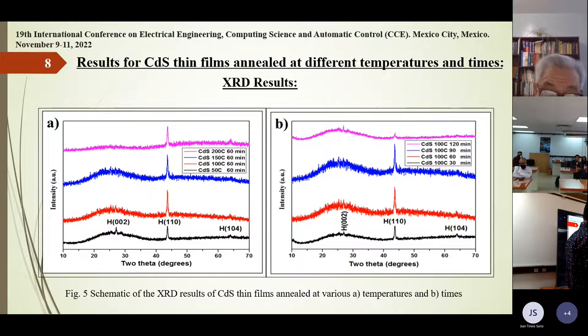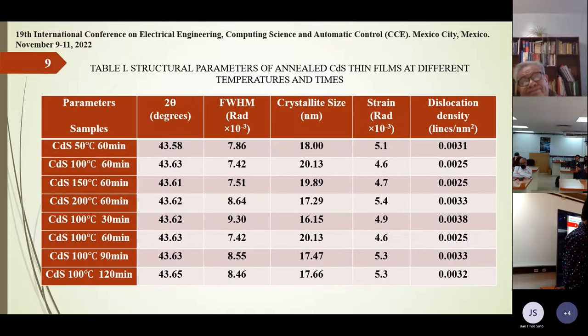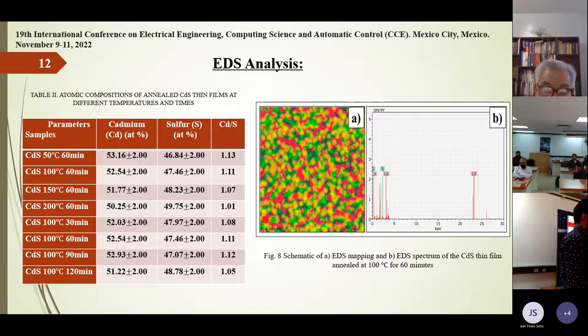Are there more questions? Yes, maybe another, because we have 2 minutes more. Ashok, you are reporting errors for the composition of 2%? How did you estimate this 2% value, in the case of both elements? I took different points of the samples, in the same sample. I took five points, and among them I see a variation of 2 atomic percent in the cadmium and sulfur. So that's why I put 2.